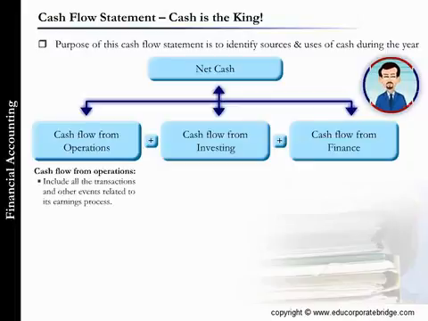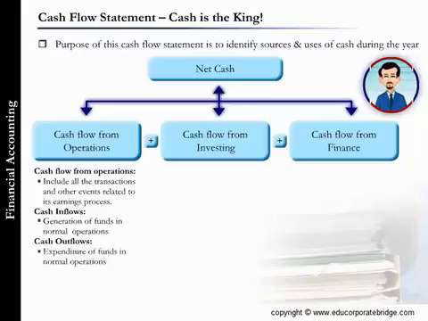1. Cash flow from operations includes all the transactions and other events related to its earnings process. Cash inflows include generation of funds in normal operations. Cash outflows include expenditure of funds in normal operations.